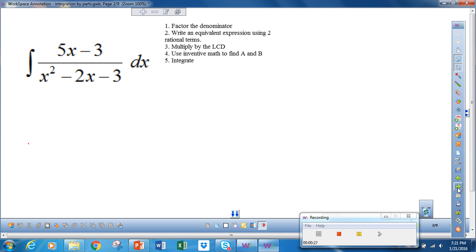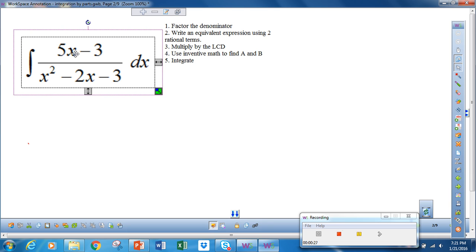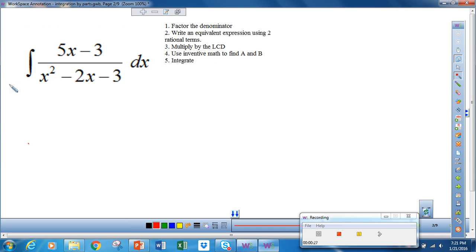The first thing we want to do when we encounter a rational expression is to factor the denominator. So we're going to use our Algebra 2 skills to go ahead and factor this, and we get the integral of 5x minus 3. We're only factoring the denominator. So it's x minus 3, x plus 1.